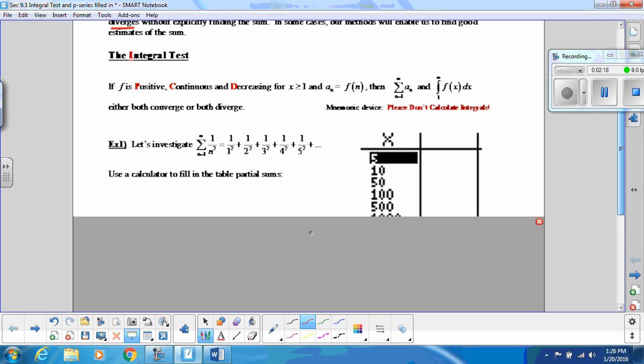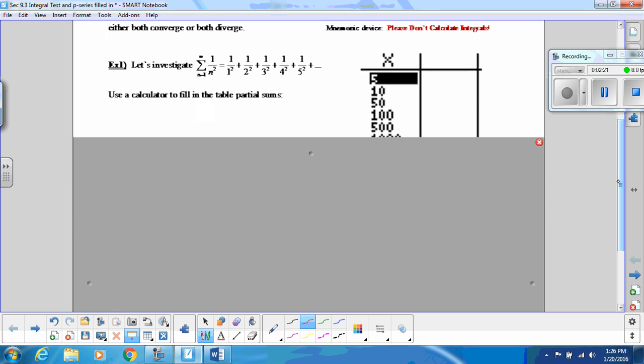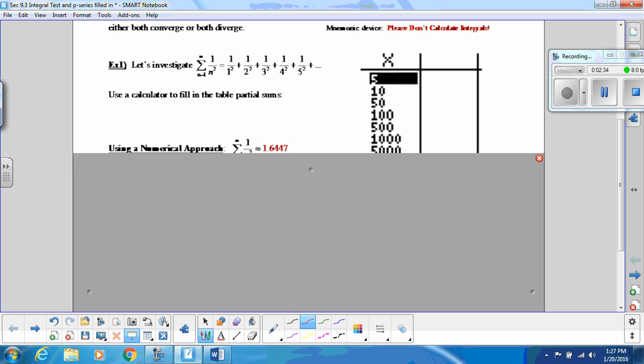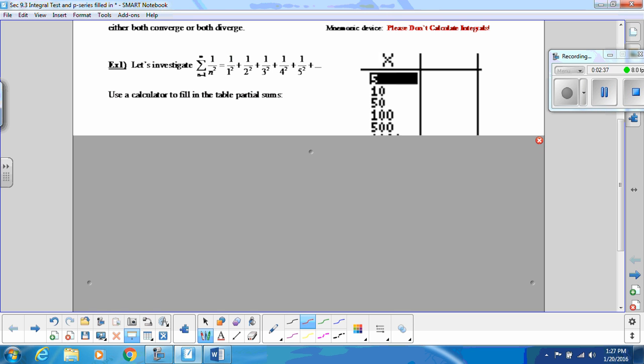Okay, so let's look at this series. We're doing the summation of 1 over n squared, and here are the first few terms of that series. We're going to use a calculator to fill in this table. If you're using the Nspire CAS, you're just going to find the button that has the summation symbol. You're going to fill in these different values for your n. Okay, so you don't want to put infinity there.